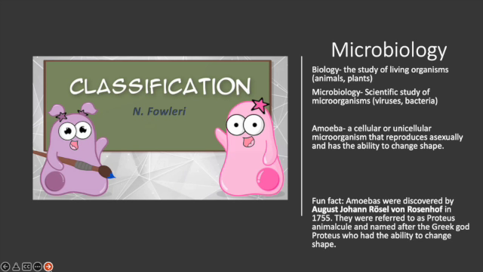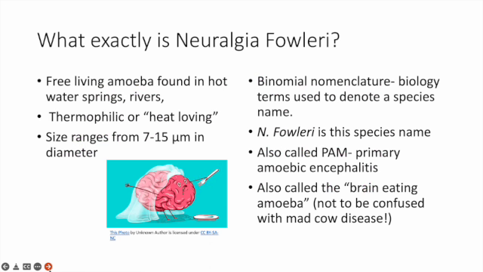So my project is over an amoeba called Naegleria fowleri. It is a unicellular microorganism that reproduces asexually and has the ability to change shape. A little fun fact is that amoebas were discovered by August Johann Rösel von Rosenhof in 1755. They were originally referred to as Proteus animalcule, named after the Greek god Proteus, who had the ability to change shape. So, what exactly is Naegleria fowleri?